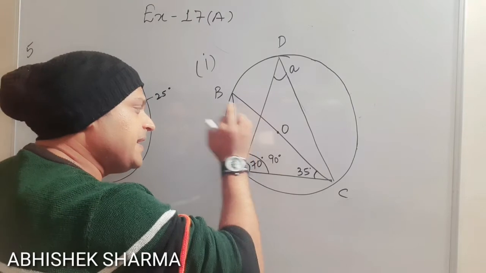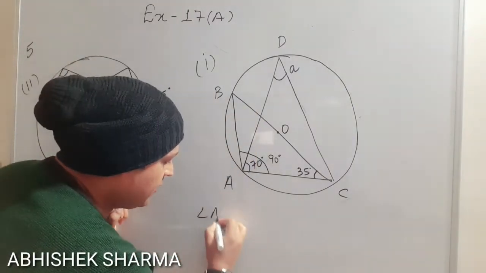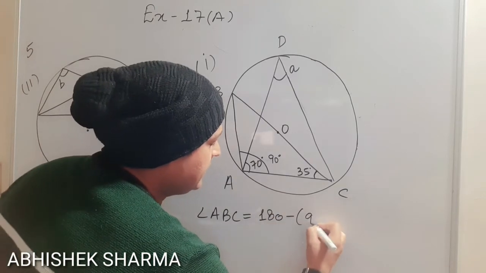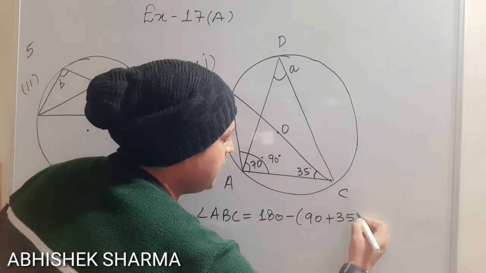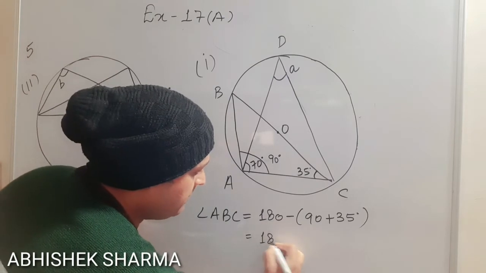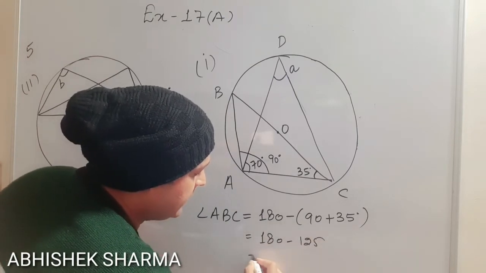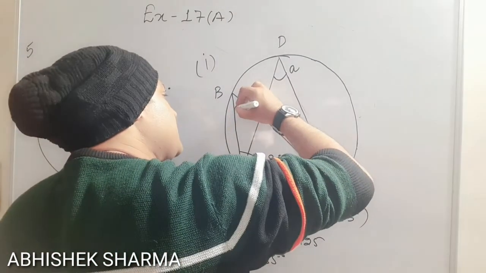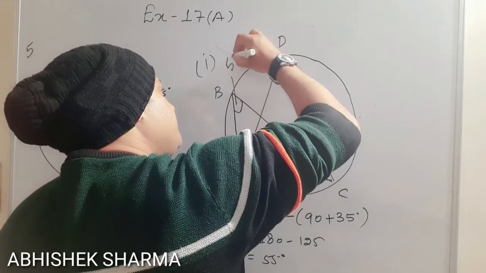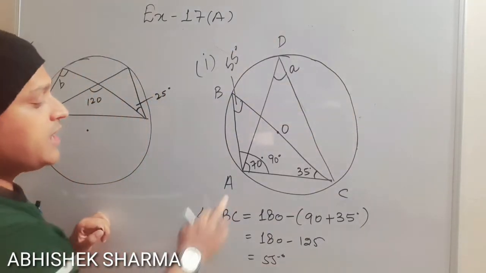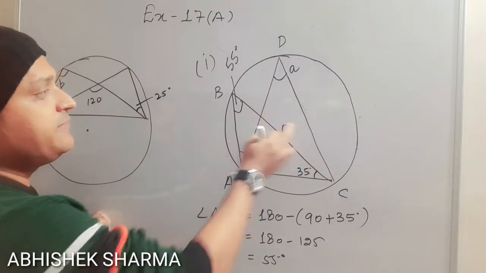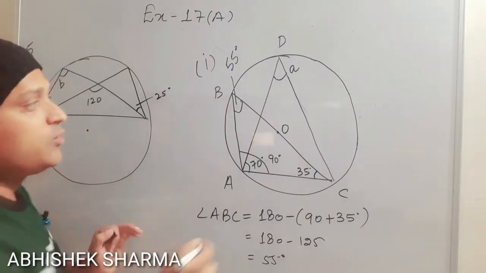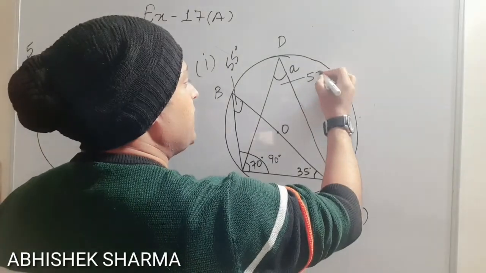Can you calculate angle ABC? Yes, we can. ABC is equal to 180 minus (90 plus 35). So it will be 180 minus 125 and that will be 55 here. This is 55 degrees, so this angle we calculate as 55 degrees. Now ABC and ADC will be equal. Why? Because the angles in the same segment are equal. So this will also be 55 here.